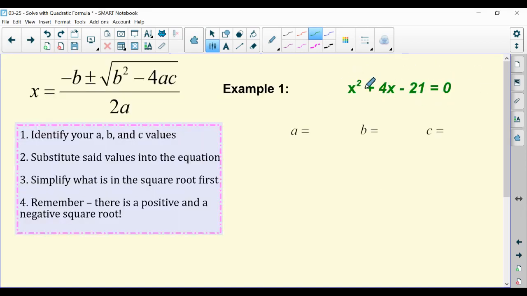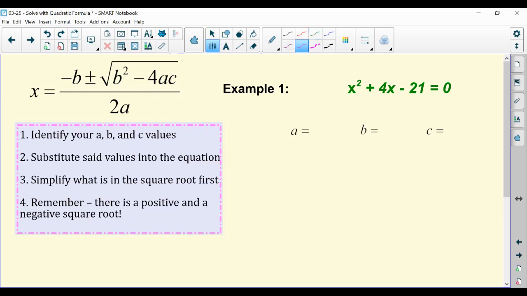x squared plus 4x minus 21, and it is set equal to 0 already, so we're ready to identify what our a, b, and c are. So that's our first step, is find out what a, b, and c are and label them. I have it right here, lined up for you to set them up. You need to be writing this down as we go along. And then substitute our a, b, and c into the equation in the spots that they are lined up. Then we'll talk about simplifying from there.